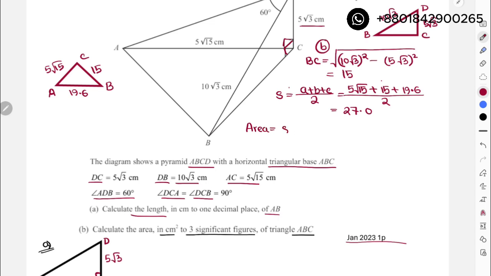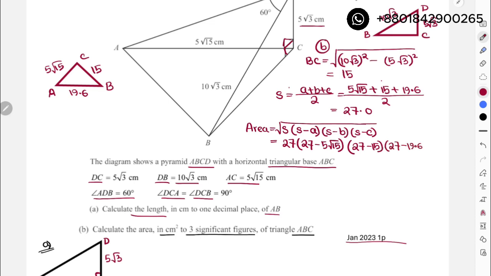For the area you can use the formula S minus A, S minus B, and S minus C, then everything under the root. Then you just input the values, 27, then 27 minus 5 root 15. You have to always identify that the value for S should be greater than the individual length of each side of the triangle. So then again 27 minus 15 and 27 minus 19.6. After this, you just calculate all these values and that will be enough.